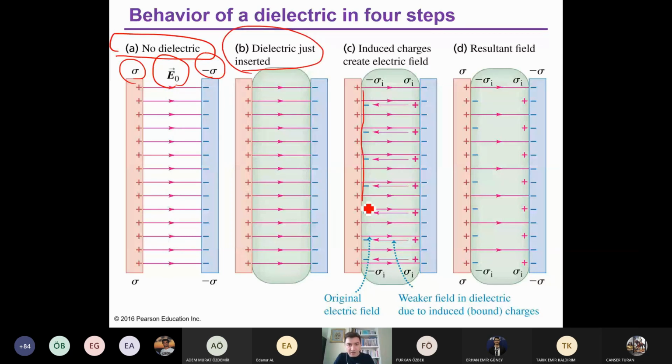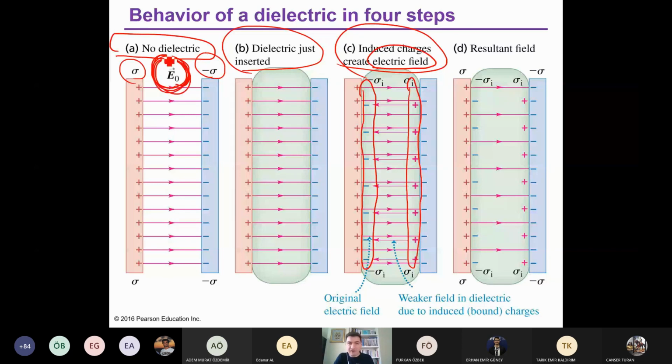negative charges are collected on the left side of the dielectric material. Okay, look at picture C. And on the right side, we have positive charges. Due to this alignment of the charges within the dielectric material, we have another electric field within the dielectric material. Okay, we have the electric field at the beginning here.